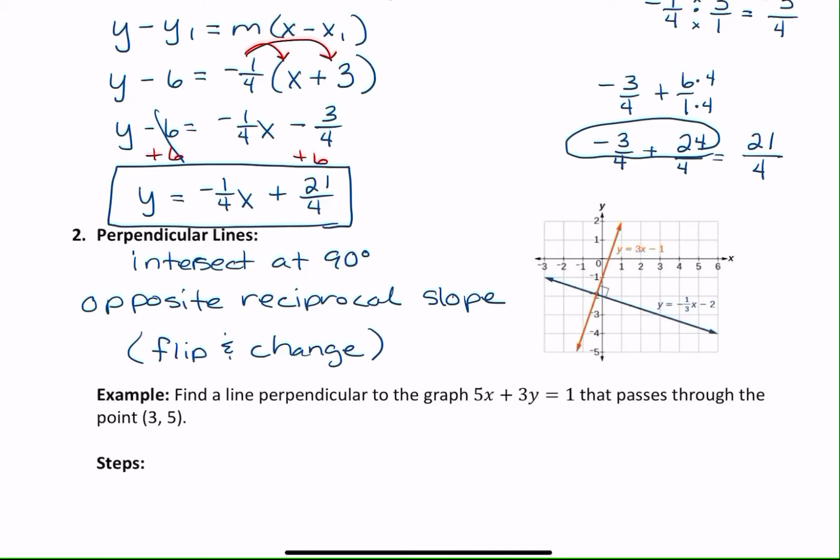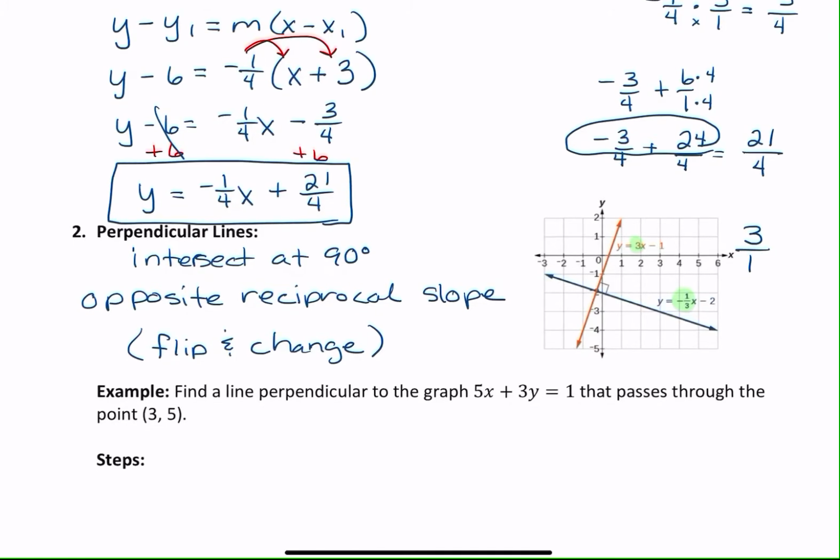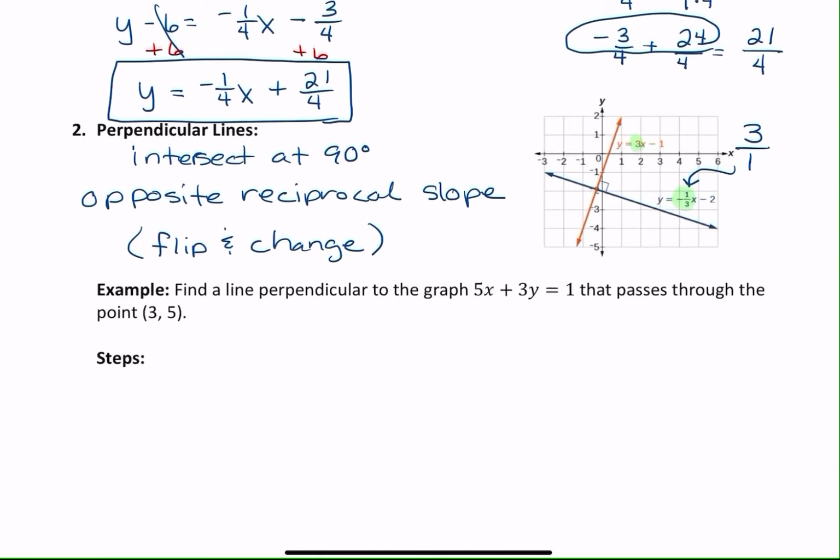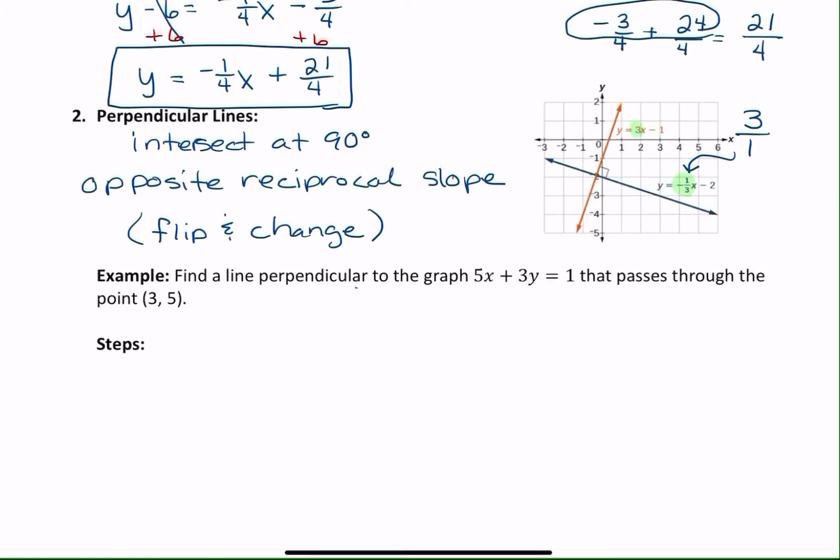So here, if you notice, this line has a slope of 3, and this line has a slope of negative 1/3. So they've taken that 3 and put it over 1 and flipped it and changed the sign of it to get negative 1/3. So here, this next example, it says find a line perpendicular to the graph of 5x plus 3y equals 1 that passes through the point 3, 5.